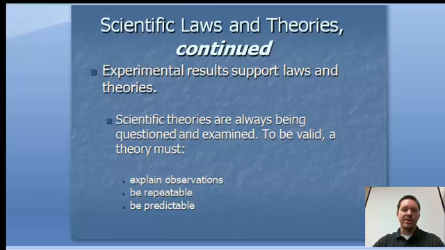Again, experimental results are going to support laws and theories. And even though we have theories that are supported by all this evidence, they're still being questioned, they're still being looked at, and we want to make sure that they are still sound with our current understanding, our current knowledge of the way things are, the way we see things. So to be valid, a theory has to carry three items. It has to explain observations, it has to be repeatable, and then it has to be predictable as well.